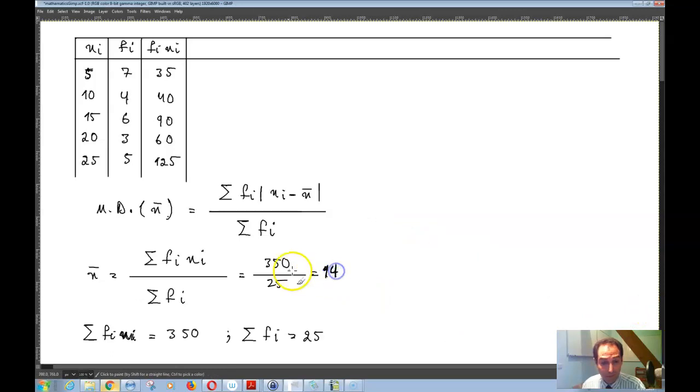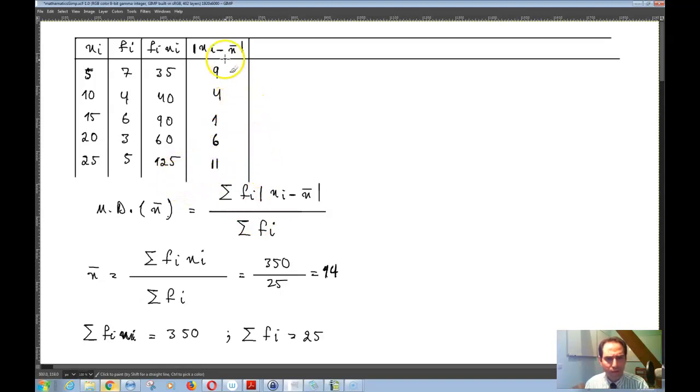Now what you need to do is find the absolute value of x_i minus x bar. For example, 5 minus 14 is equal to negative 9, so it becomes positive 9 in the absolute value. 10 minus 14 is negative 4, so positive 4. 15 minus 14 is 1, 20 minus 14 is 6, and 25 minus 14 is equal to 11.